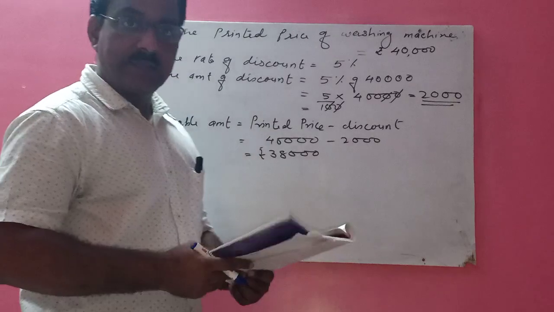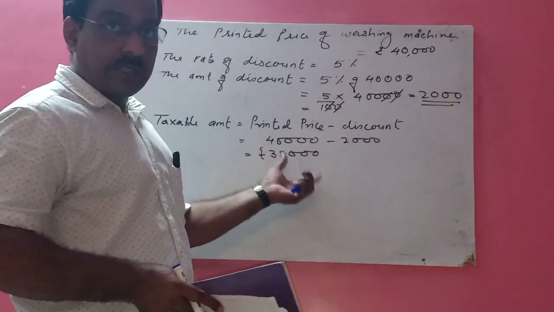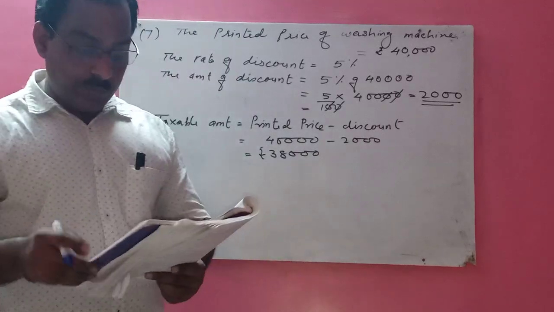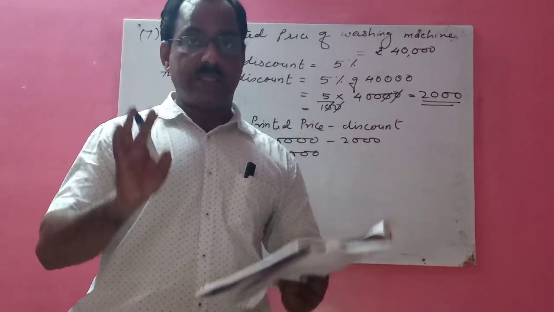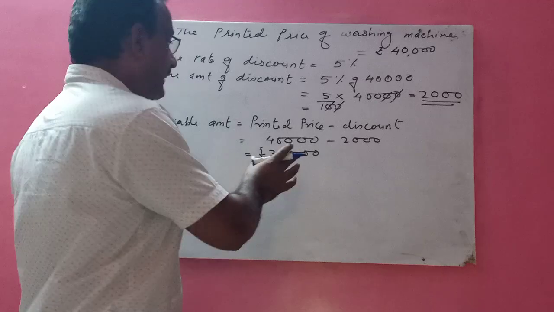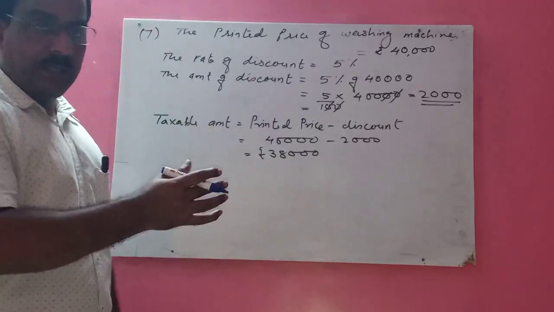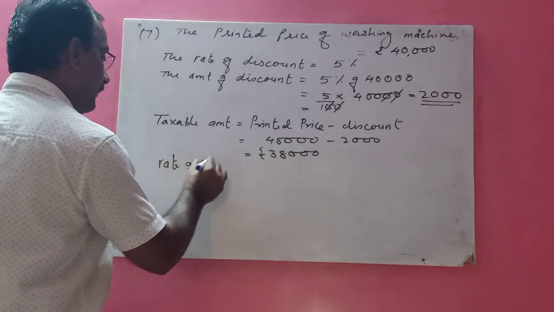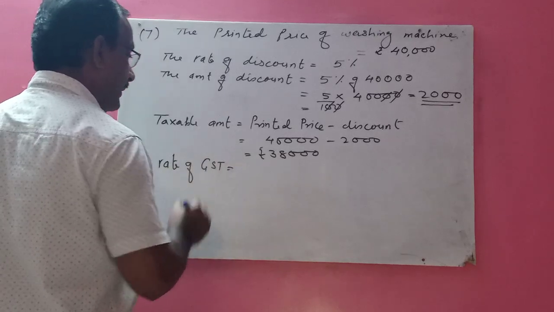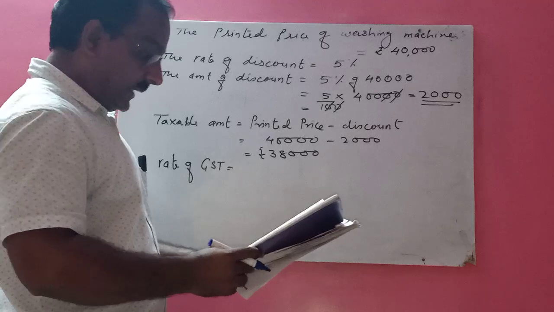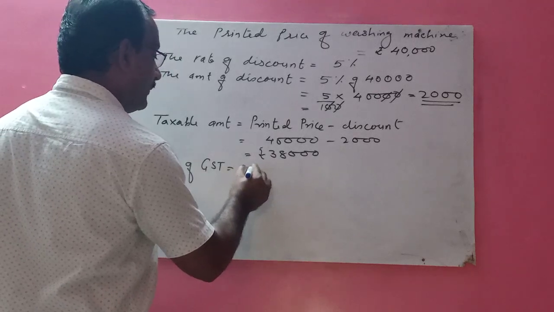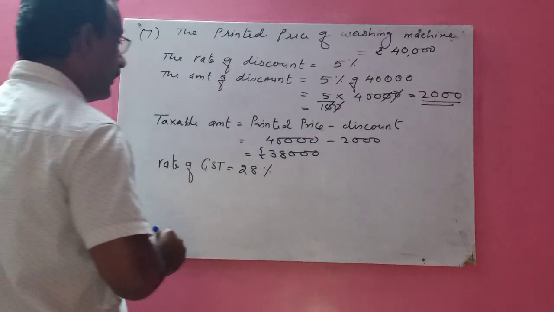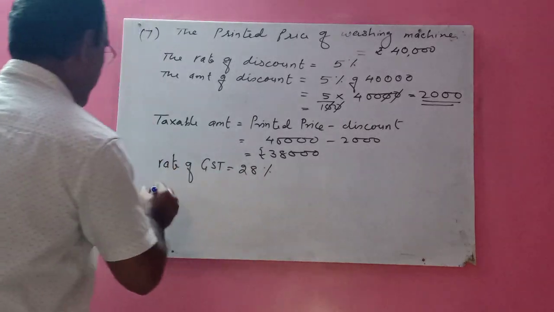All of you understood this sum, children? Till here. 38,000 becomes the taxable one. Now you have to calculate the GST. In this, what is the GST he is going to pay? So rate of GST is 28%. Rate of GST is 28%. So calculate the amount of GST.